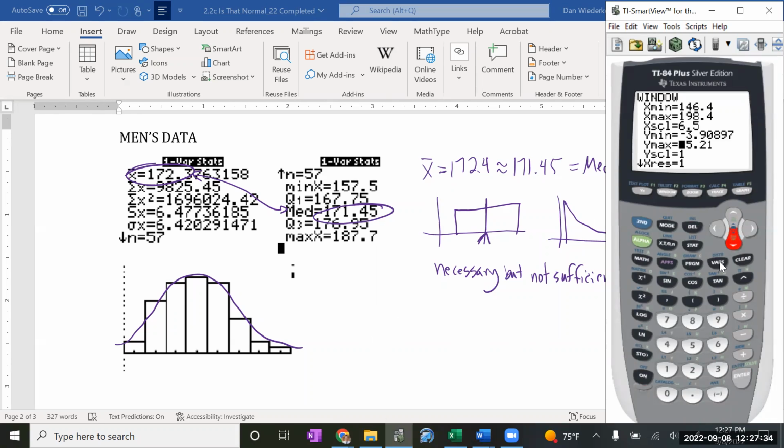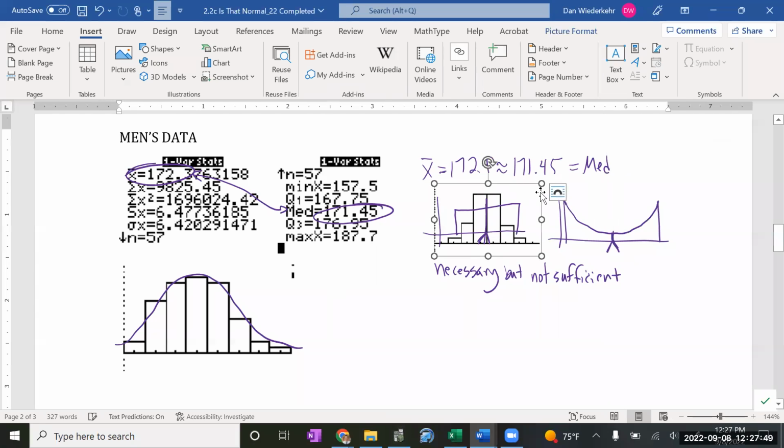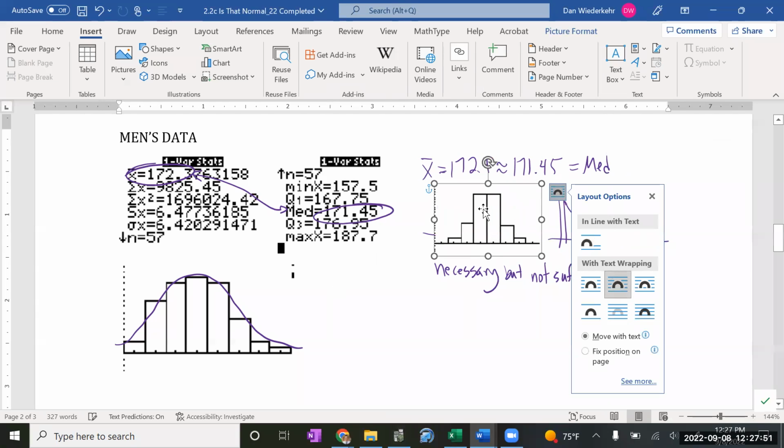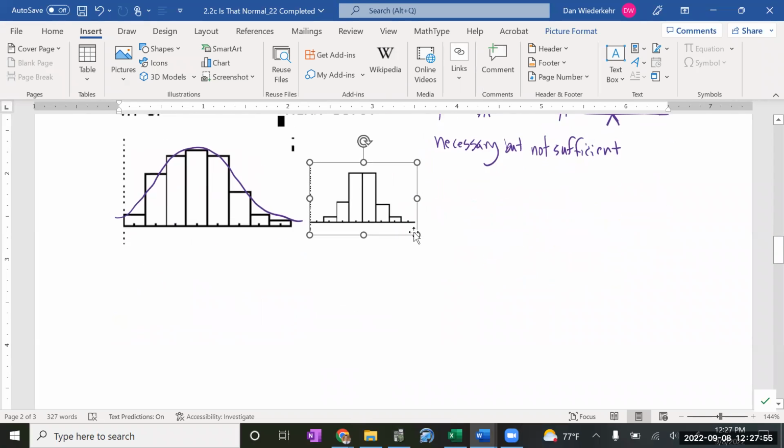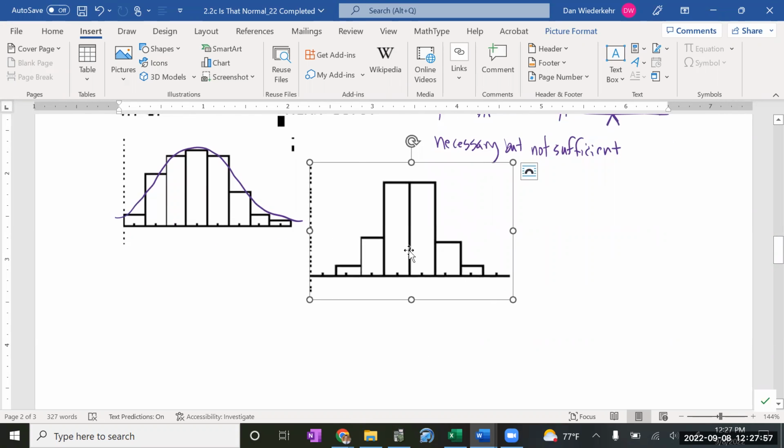And now my Y max, I'm probably going to have to move this up. So I'm going to guess like 23. And there you go. Okay. Now what's happened is we've got our data centered around the mean. Okay, so this is our mean right here in the middle.